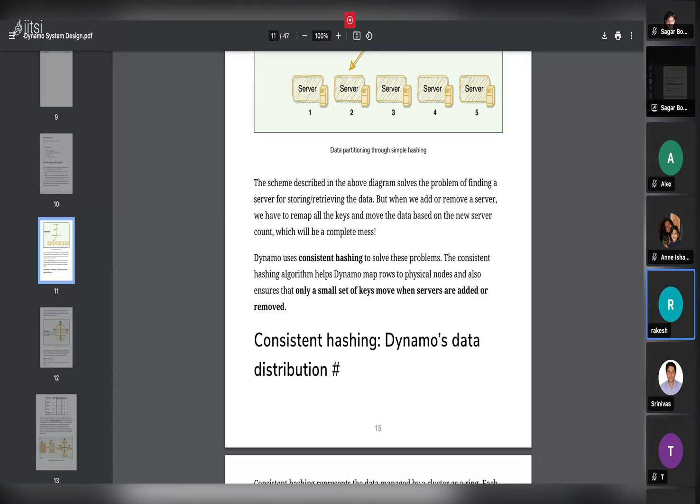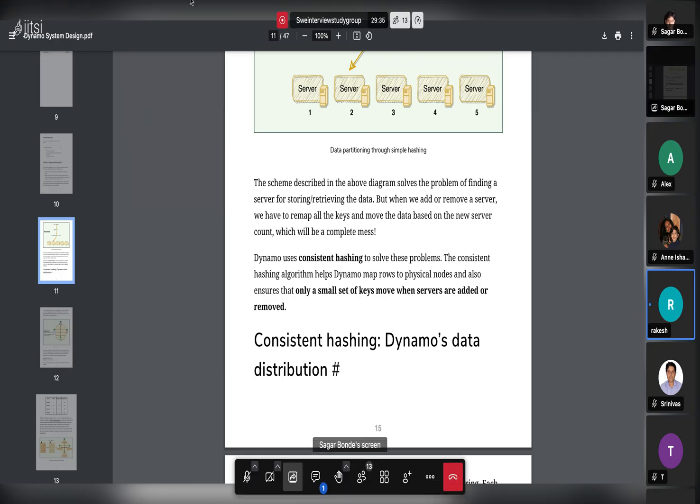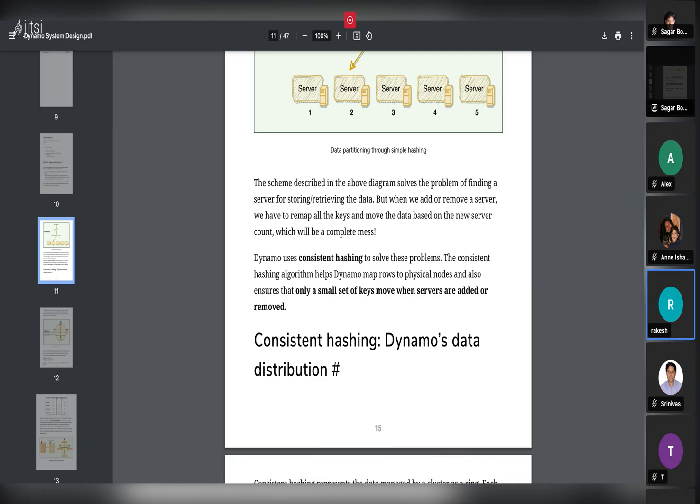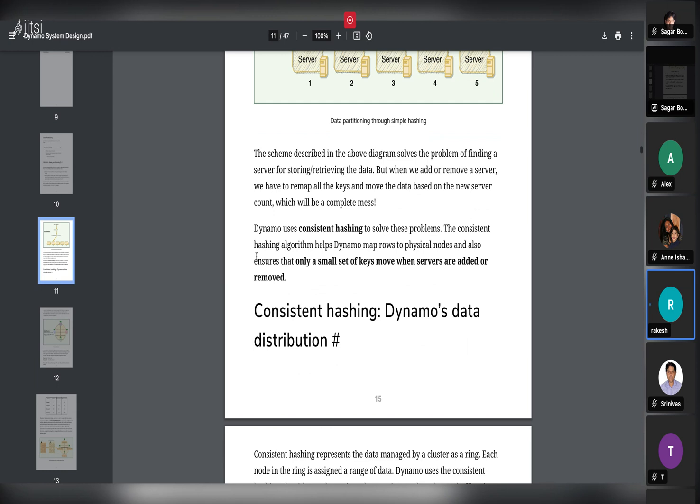Yeah. So this scheme described in the above diagram solves the problem of finding a server for storing and retrieving the data. But when we add or remove a server, we have to remap all the keys and move the data based on the new server count, which will be a complete mess. So Dynamo uses consistent hashing to solve this problem.